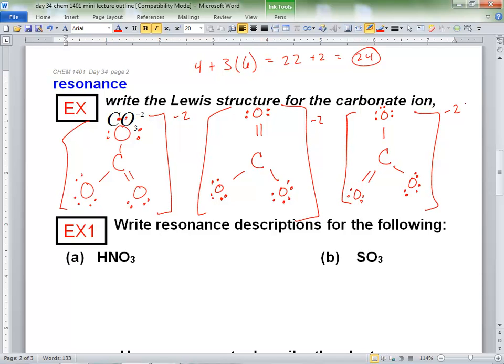Draw a little what? Show that it's bouncing around between them. Double-headed arrow, right? To show that it's bouncing around between all 3. None of them are right. It's something in between. It's resonating. Lower energy. Okay?